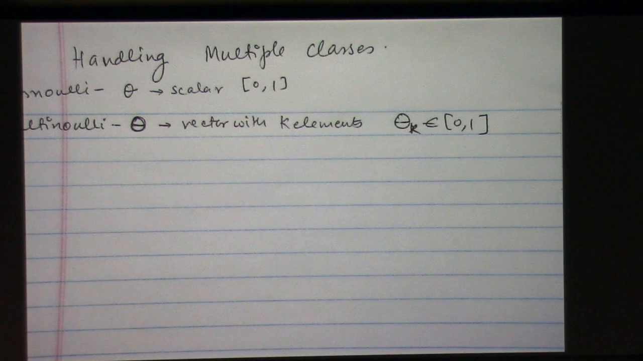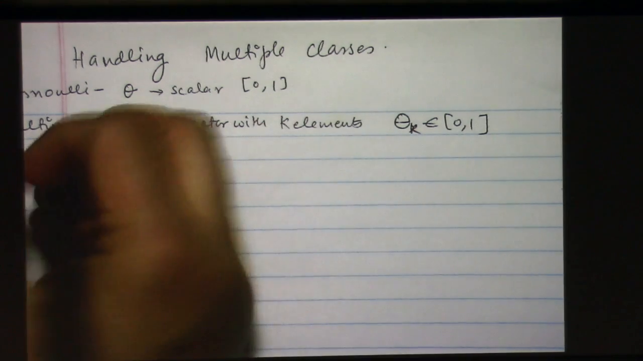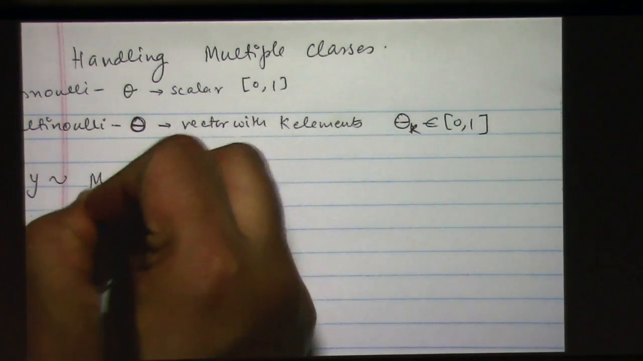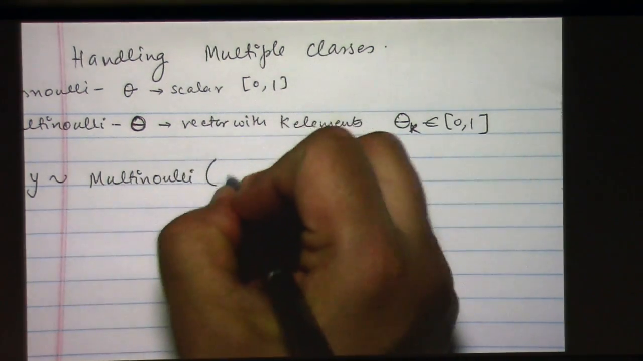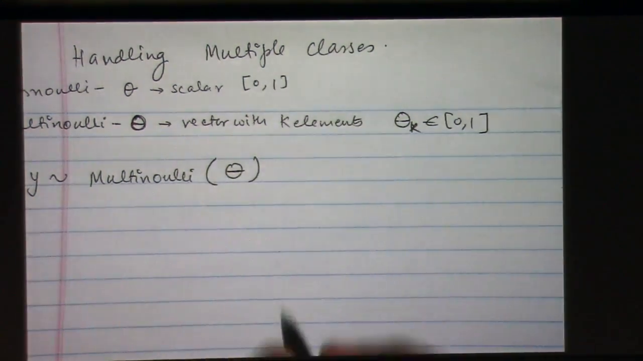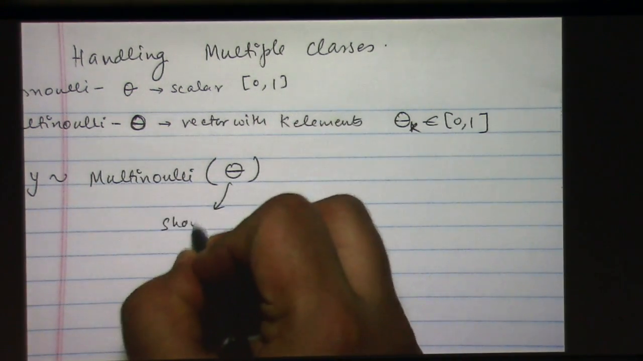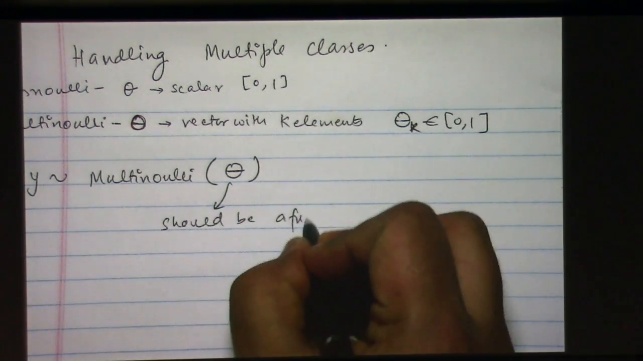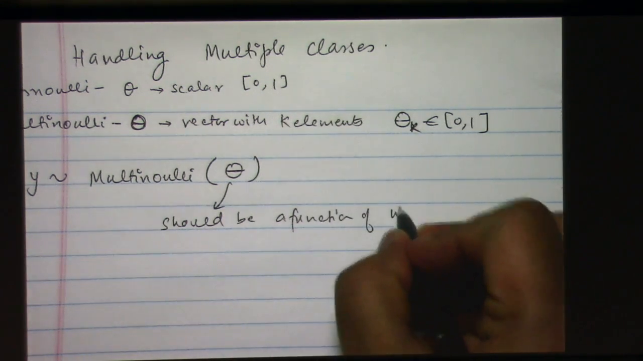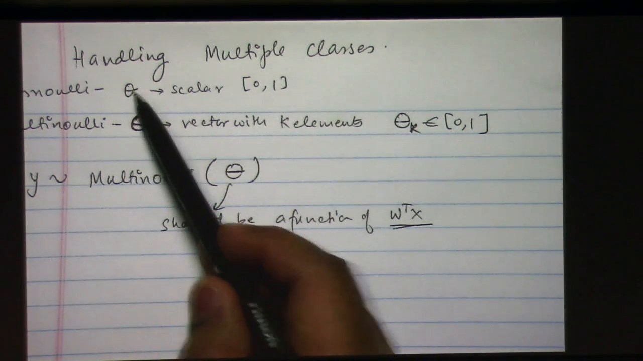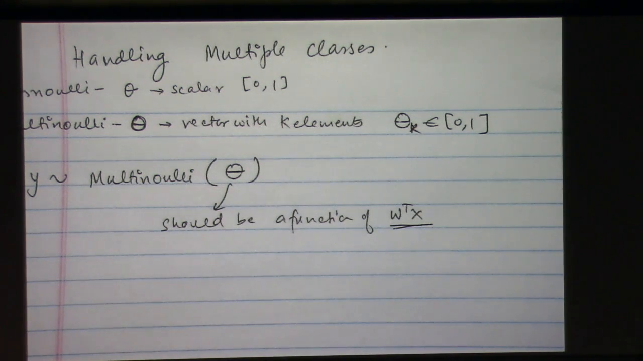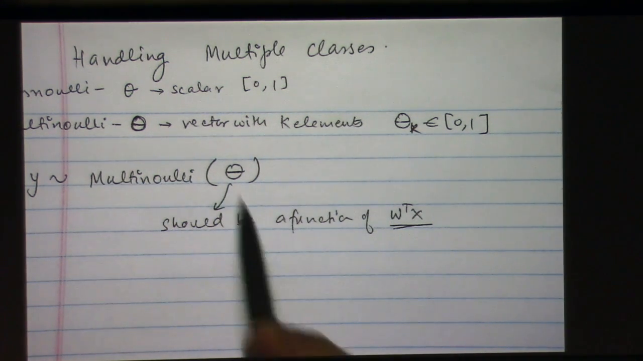So what we do now is, if you want to model y, which can take k values, not just 2, then we say that y is multinoulli with some theta, and this should be a function of w and x. So w transpose x, because we want it to be a linear model, right? Earlier, because we just had one theta, which was a number, we just used the sigmoid of w transpose x, but now we need a vector.